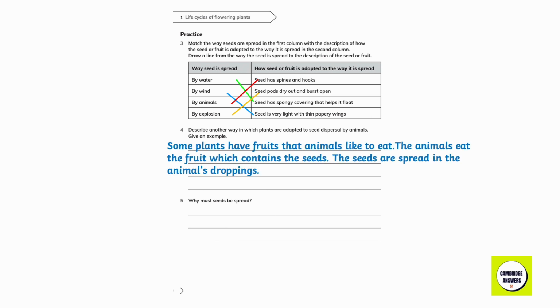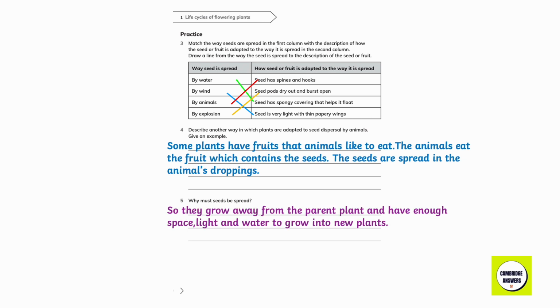Give an example. Some plants have fruits that animals like to eat. The animals eat the fruit which contains the seeds. The seeds are spread in the animals' droppings. Why must seeds be spread? So they grow away from the parent plant and have enough space, light, and water to grow into new plants.